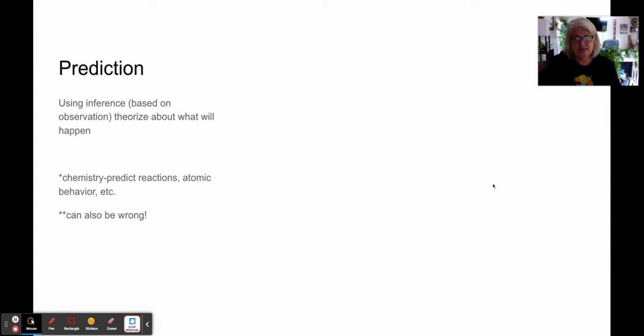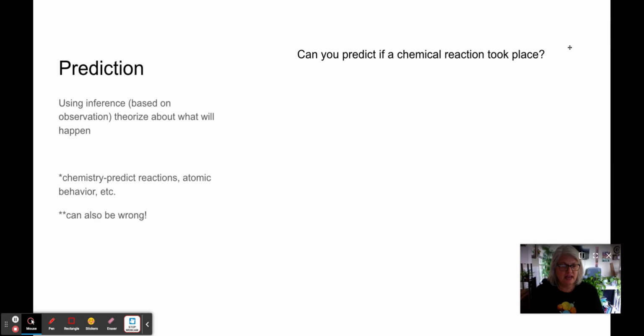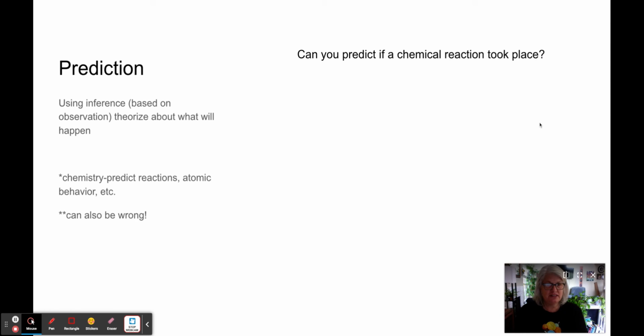Now we use both of these to make a prediction. We use inference, which is based on an observation, to make a theory about what is going to happen. In chemistry, we're going to do a lot of that with reactions, how an atom behaves, how gases behave. And much like an inference, this can also be wrong. I could make a prediction about putting two things together and it's going to create this product, and then it doesn't. So predictions are kind of the last step. I'm going to give you a couple things here, and we haven't really learned this, so it's okay to be wrong. Predict if you think a chemical reaction actually took place.